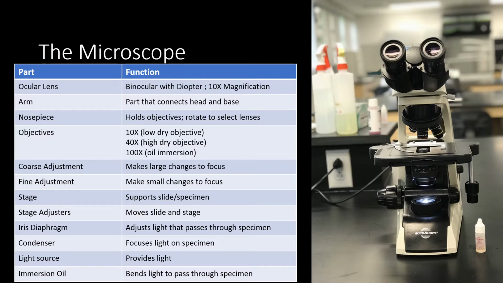As we move down from the head, we get to this. This is called the rotating nose piece, and it houses the objective lenses. You're going to rotate this from left to right to move from lens to lens. The objectives are here, and there are 4 objectives. The first is called the scanning objective. It only magnifies 4 times for a total magnification of 40.